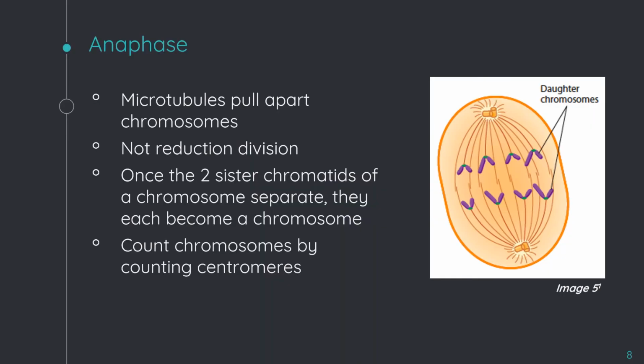During anaphase, microtubules pull apart the chromosomes, and sister chromatids split into separate chromosomes, as shown in image 5. This is not reduction division because each daughter cell will have the same number of chromosomes as the parent cell. Once the two sister chromatids separate, they become separate chromosomes. We can count the number of chromosomes by counting centromeres.